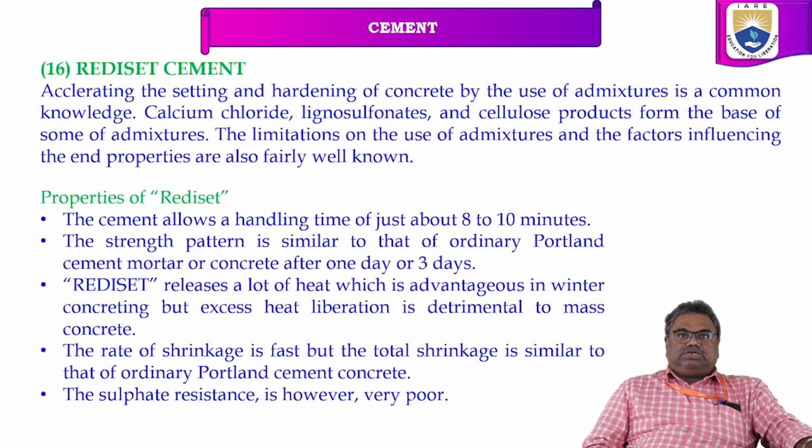So this is ready set cement, right? Accelerating the setting and hardening of the concrete by use of admixtures is common knowledge. Calcium chloride, lignosulfonates, and cellulose products form the base of some admixtures. The limitations of using the admixtures and the factors influencing the end properties are also fairly well known in this type of cement, the ready set cement.